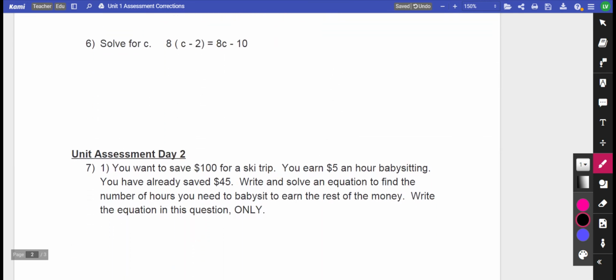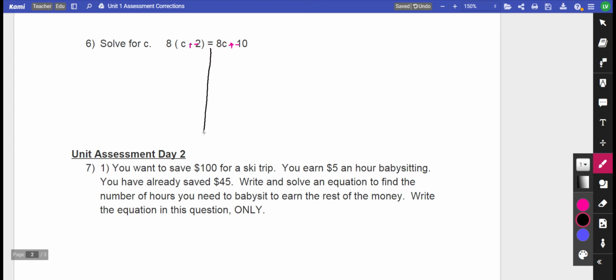Number 6, solve for c. 8 times the quantity c minus 2 equals 8c minus 10. Because there's subtraction, I'm going to add and make it an addition problem. So I'm going to add and make it a negative 2, add and make it a negative 10. I'm going to extend the equal sign.